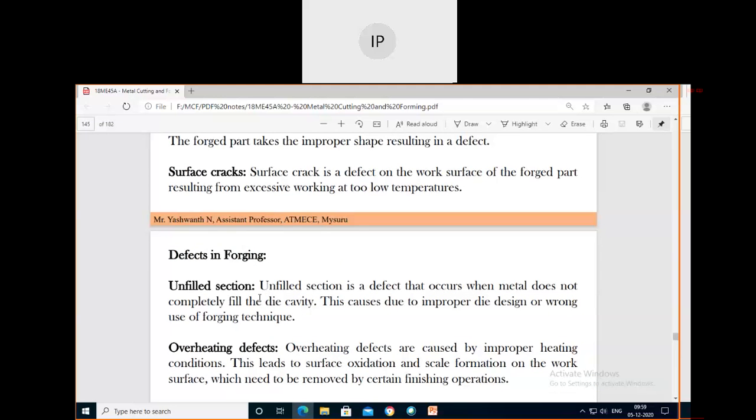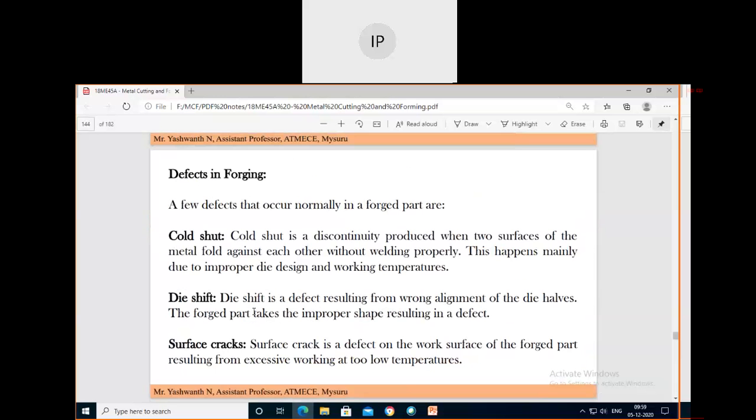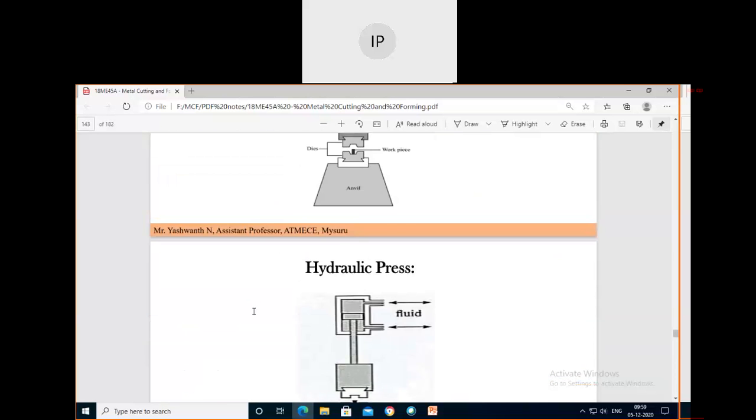As per your syllabus, they mentioned the concept of the forging process, the technique of forging, different types of forging processes, different equipment and machines used in forging, and the defects in forging. Just basic things are mentioned in the syllabus. I have completed this technique. Is there any doubt in this forging process?